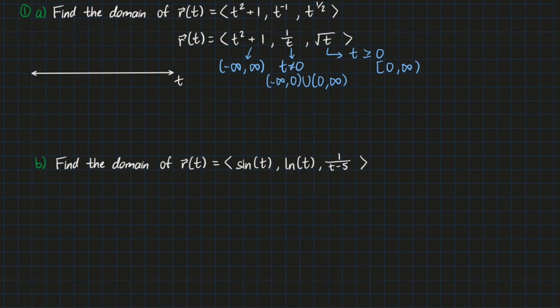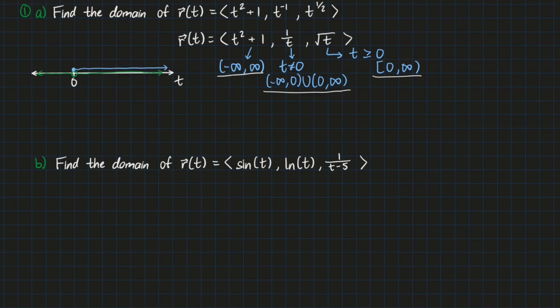The domain of r of t is the intersection of the domain of the functions for each component. First, the domain for t squared plus 1, since it's a polynomial, it's all real numbers. The domain for 1 over t is all numbers except for t equals 0. So if this is 0, we can have a hole right here, and then we have all numbers going to the left and all numbers going to the right. And then finally, for the square root of t, t must be greater or equal to 0. So the domain would start at 0 and include it and go all the way to the right.